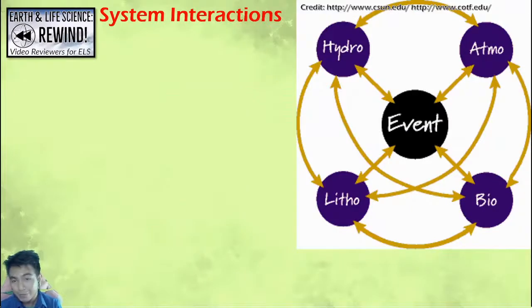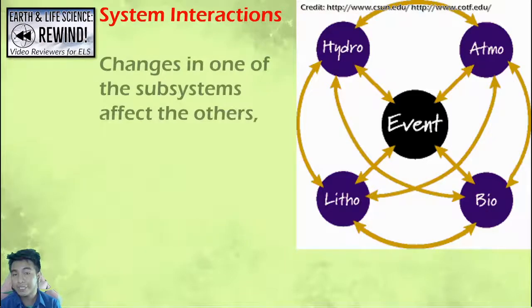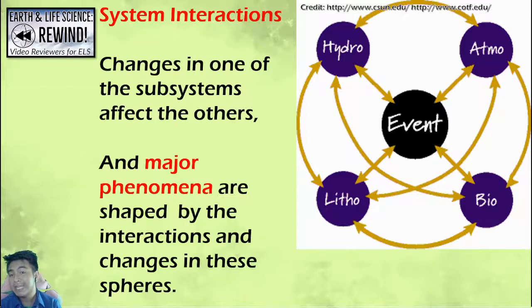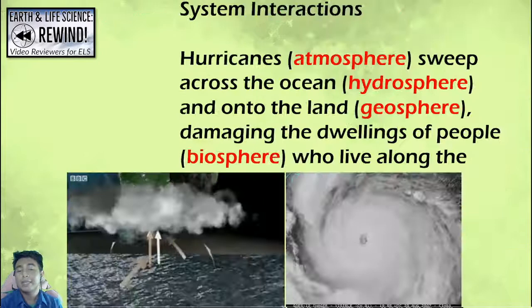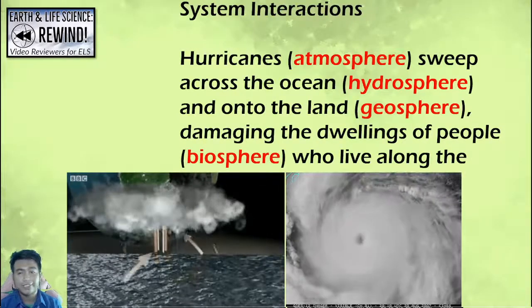As I have mentioned earlier, all of these subsystems are interconnected. Any change in these systems creates a change in another, making it a very dynamic and complex system. Major phenomena you can observe within this planet are shaped by the interactions within these spheres. Atmosphere, geosphere, hydrosphere, and biosphere affect each other, and they shape other phenomena as well. An example of an interaction is the hurricane.